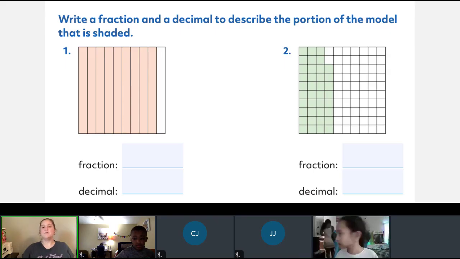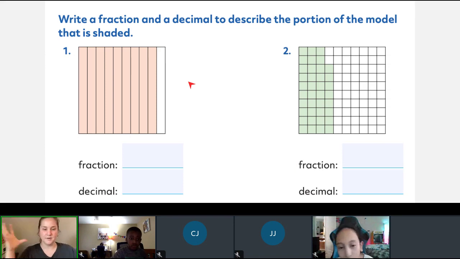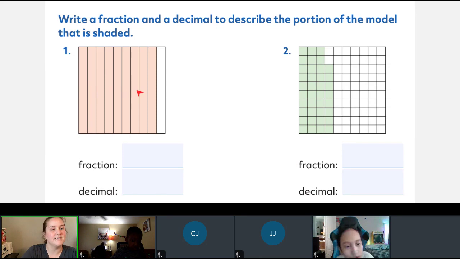So let's look at the top of the first page. You're going to write number 1 if you have not already. When you have a model like this, remember our top number is the shaded portion. Our bottom number is the total number of pieces. To find our bottom number, you're just going to count up how many total pieces you have. So that would be 1, 2, 3, 4, 5, 6, 7, 8, 9, 10. So 10 is our bottom number.